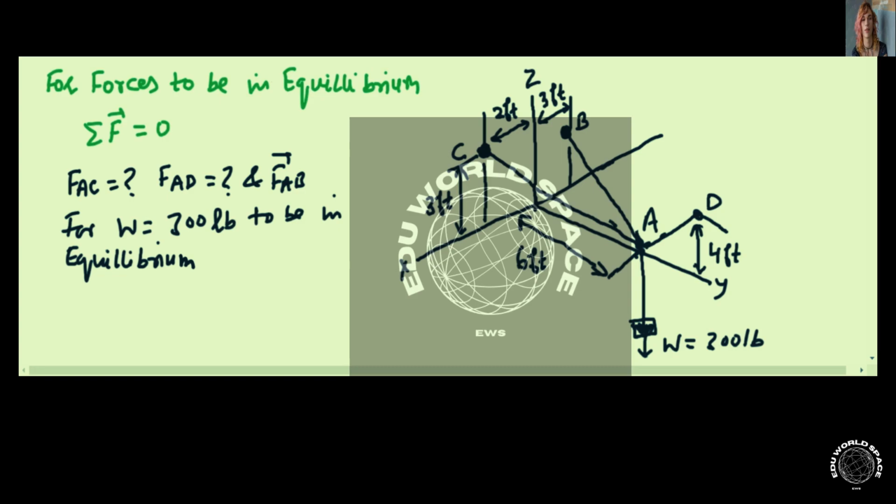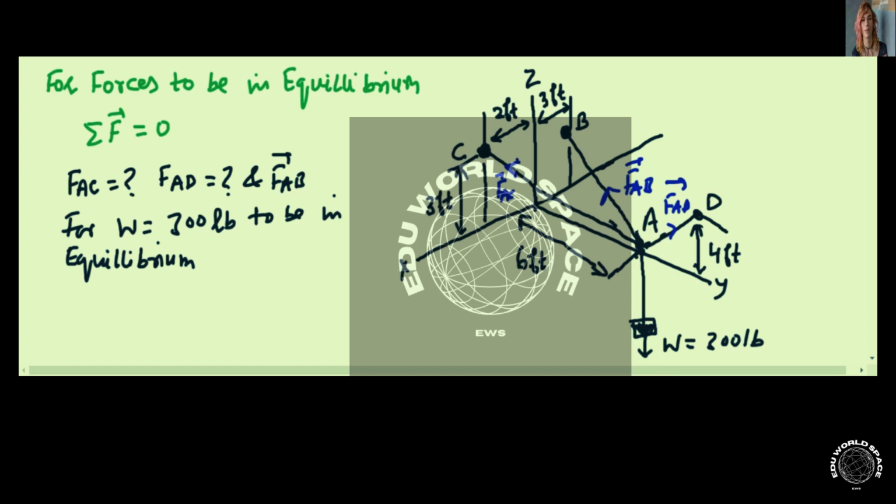I am marking the forces. This is the cable AC. This is the force FAC. This is the force FAB. And this is the force FAD. Each force has to be written in component form, in terms of I cap, J cap, K cap. By finding the coordinates of the points A, B, C and D, you can form the position vectors AB, AC and AD, and multiplying with the unit vector of magnitude you will get it.